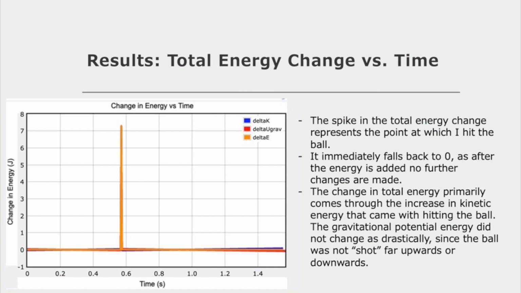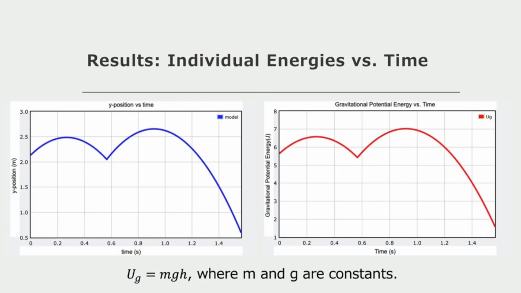The sudden spike in total energy change represents the time at which I hit the ball. The gravitational potential energy remained relatively stable at this time, since it's only contingent on mass and height and the gravitational constant g, but the sudden increase in velocity influenced the kinetic energy of the ball. Looking at the individual energies as functions of time, it makes sense that the gravitational potential energy curve closely resembles that of the y position versus time graph, as the height of the ball above the ground is the only changing factor in the equation.